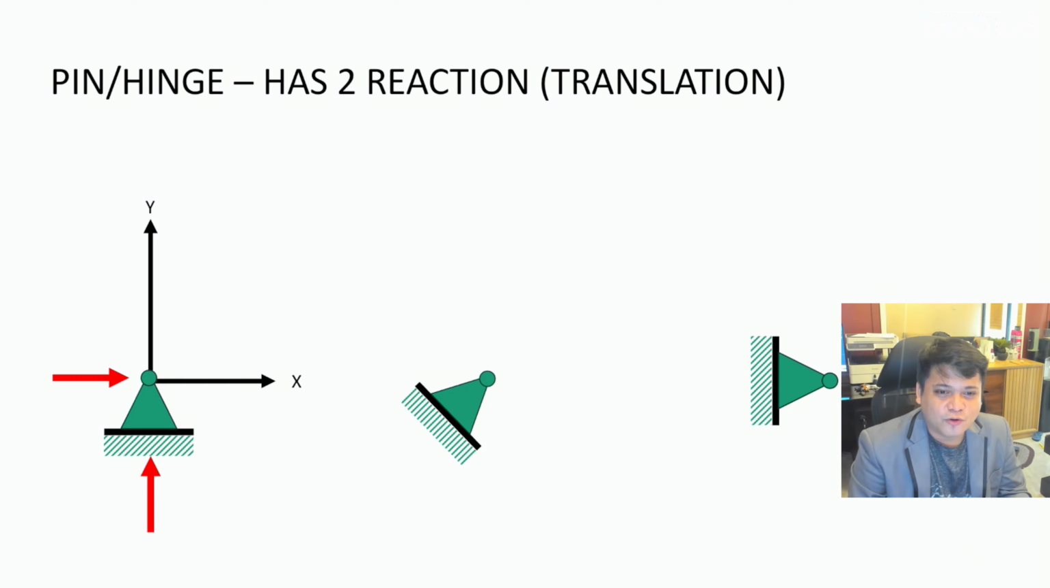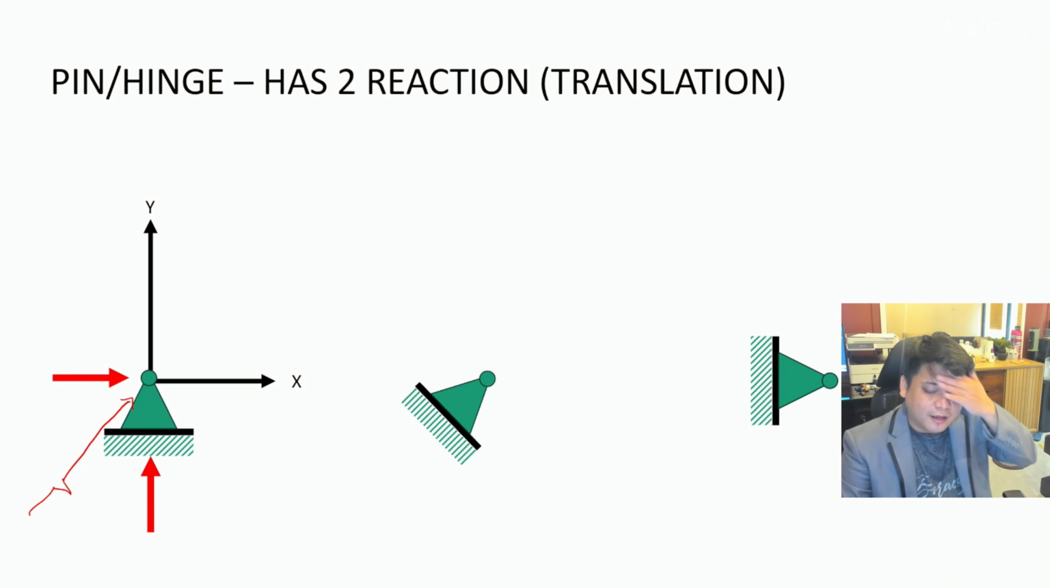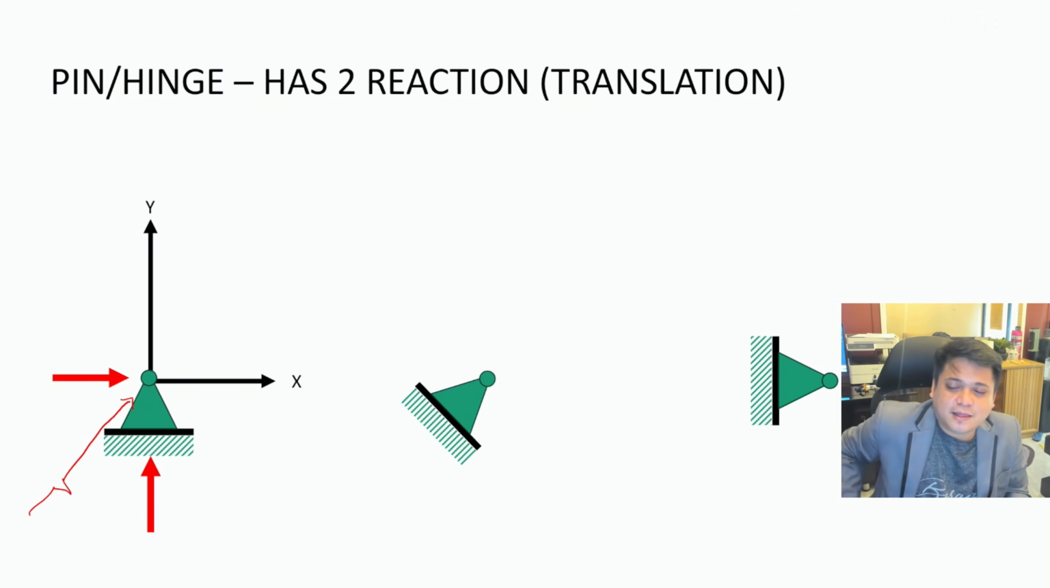Although, of course, depending on its magnitude, it really has a reaction. Actually, it only has one reaction, right? So you have that one reaction supposedly. But for simplicity, we resolve its resultant into x and then y components. That's why, for this one, we can say that the pin or hinge has two reactions.